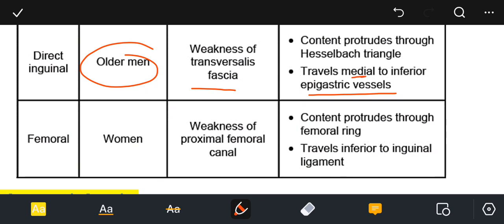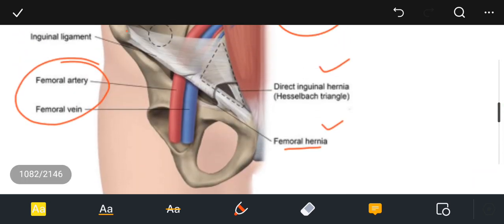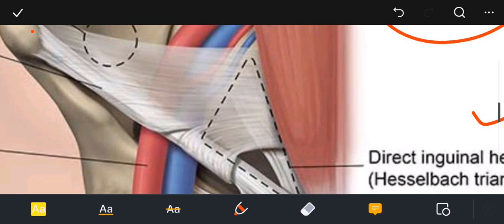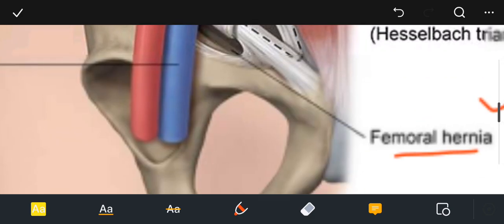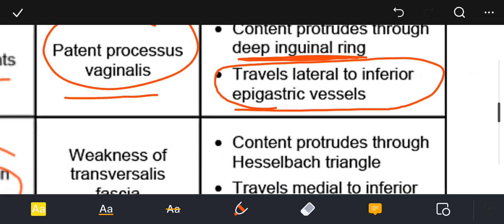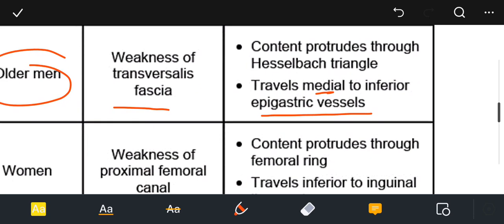If you remember the anatomy of the Hesselbach triangle, we saw that the inferior epigastric vessels make the lateral wall of that, right? And the medial wall is formed by the rectus abdominis sheath. Since the inferior epigastric vessels form the lateral wall, whatever structure is present over here is definitely medial to the inferior epigastric vessels. So just try to make the anatomy very clear in your mind so that you can remember these points, and then we'll go to a mnemonic as well. So the direct inguinal hernias are present medial to the inferior epigastric vessels, while the indirect inguinal hernias are present lateral to the inferior epigastric vessels.